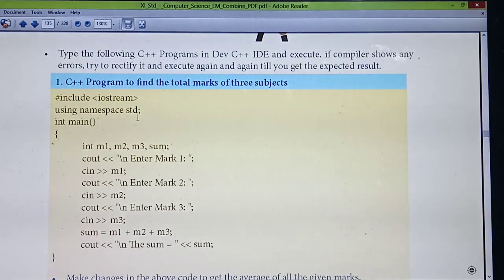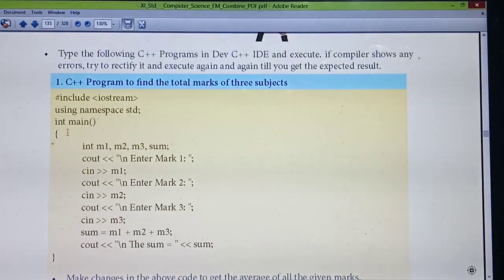What's the second line? Using namespace std. What's the use of namespace std? The variables and objects you are declaring inside the program all come under namespace std. So using namespace std semicolon. Then what's the third line? You should write the main function. All the things you are writing, you are going to write inside the main function. What's the format? int main(). What's the next thing? Open brace and close brace.